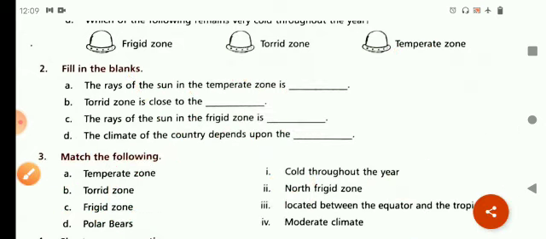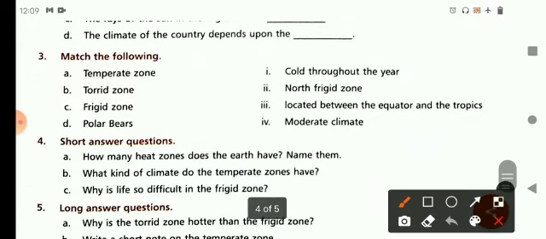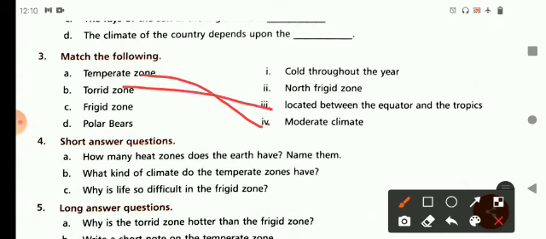Now come to the last exercise, that is match the following. The first one is temperate zone and it will be matched with your option 4. Temperate zone has moderate climate. B1, torrid zone located between the equator and the tropics. Frigid zone, cold throughout the year. And polar bear lives in north frigid zone. You can find polar bear in north frigid zone.